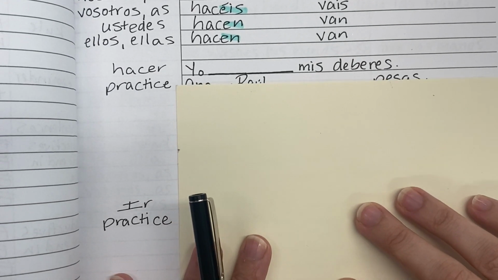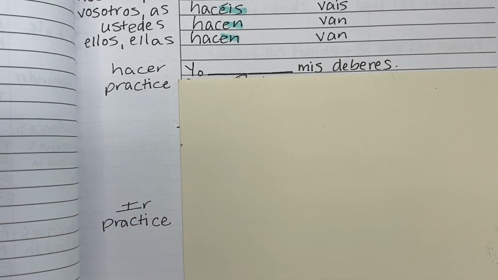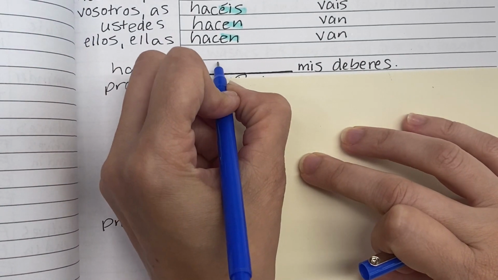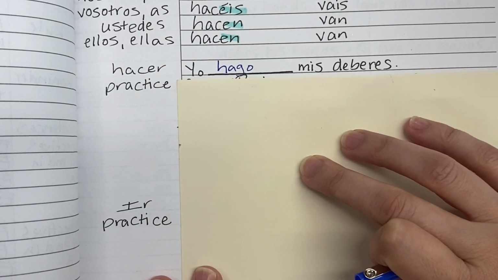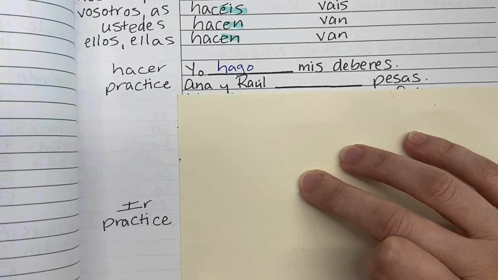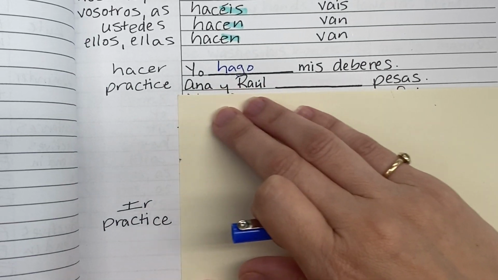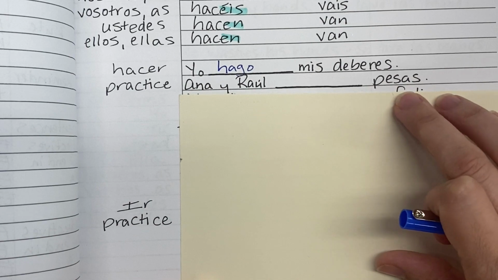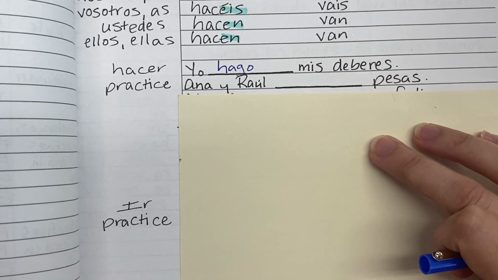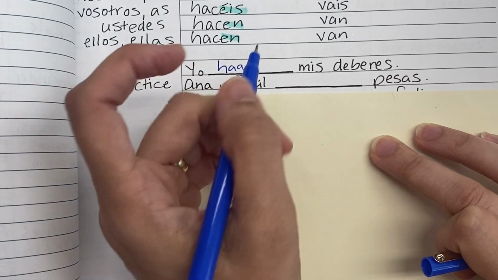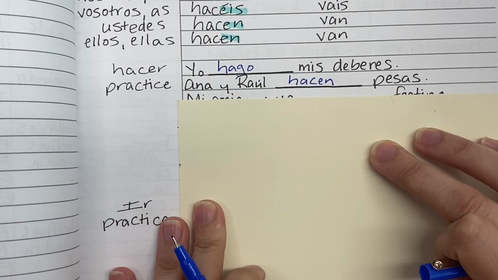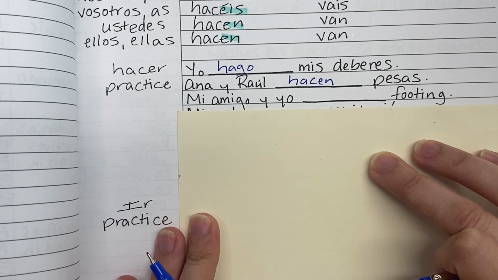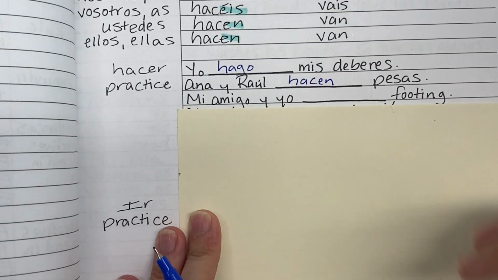All right, here's our hacer practice. Yo blank mis deberes, I do my homework, and it's yo hago mis deberes. Ana y Raúl. So Ana y Raúl, their pronoun would be they, right? They do weights. That's how you would say it. You wouldn't say lift weights in Spanish. You'd say do weights. So Ana y Raúl hacen pesas. Mi amigo y yo, my friend and I, or we, do jogging.